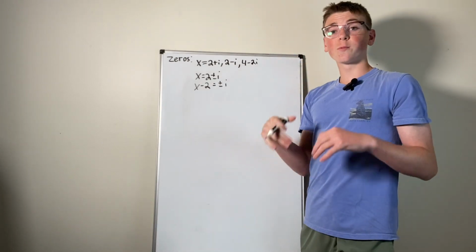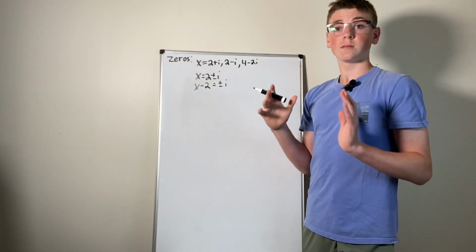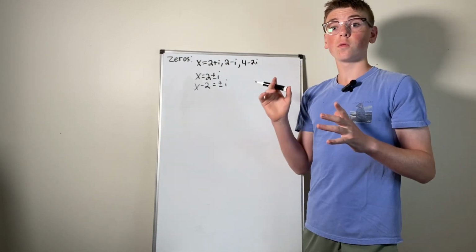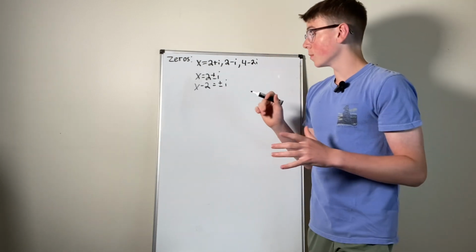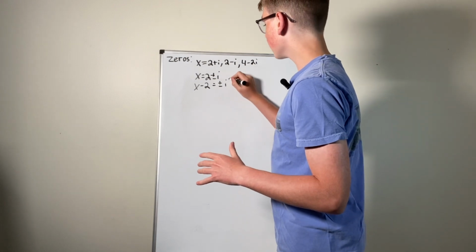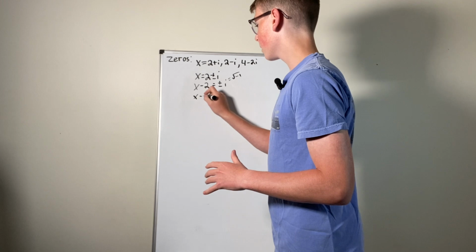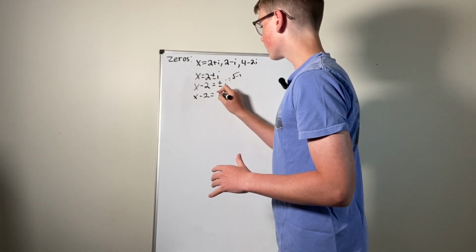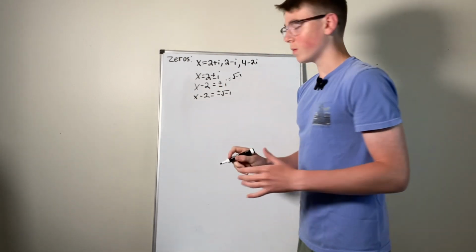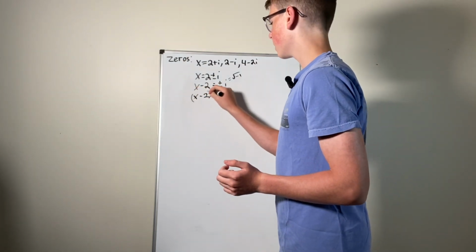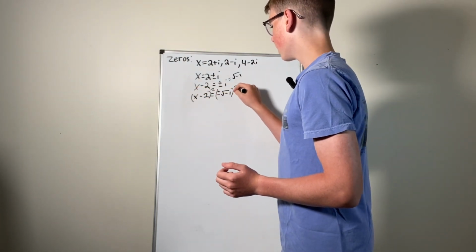To get rid of an i, this is a main point of the video. To get rid of the i, you have to square both sides, because remember, i equals the square root of -1. So if we just said x minus 2 equals plus or minus the square root of -1, what would you do? Well, you'd square both sides to get rid of that root. So you square both sides.